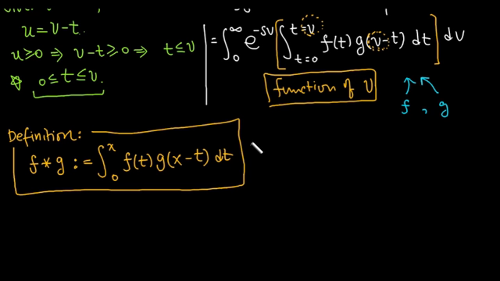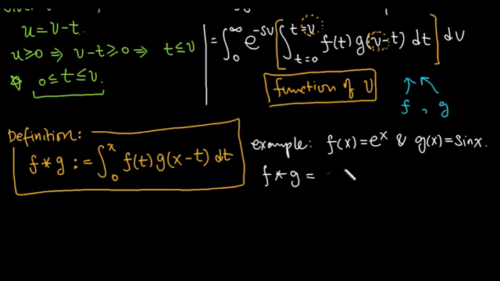So I'm going to give you a quick example of this convolution. For example, f of x is e to the x, and g of x is sine x. The convolution of these two functions in this order is going to be the integral from 0 to x of e to the t, since f of x changed to e to the t, and instead of sine t, we have sine of x minus t, with the integral variable dt. So x is changing; x is the main variable. So this is the name of a new function.